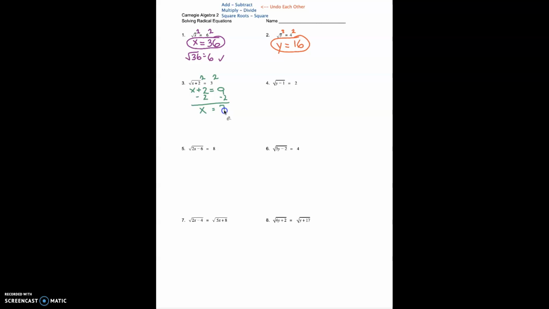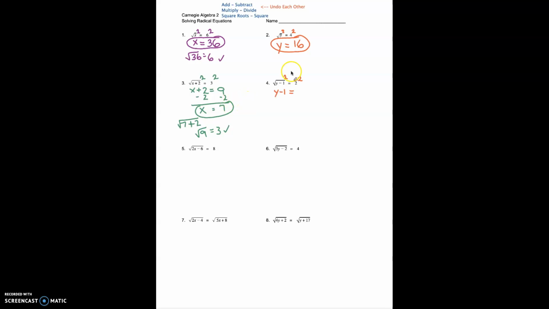And does that make sense? Let's do the check. Square root of 7 plus 2 is the square root of 9, which is 3. So that does work out. So we know for 3 the answer is x is 7. So go ahead, pause, and try number 4.